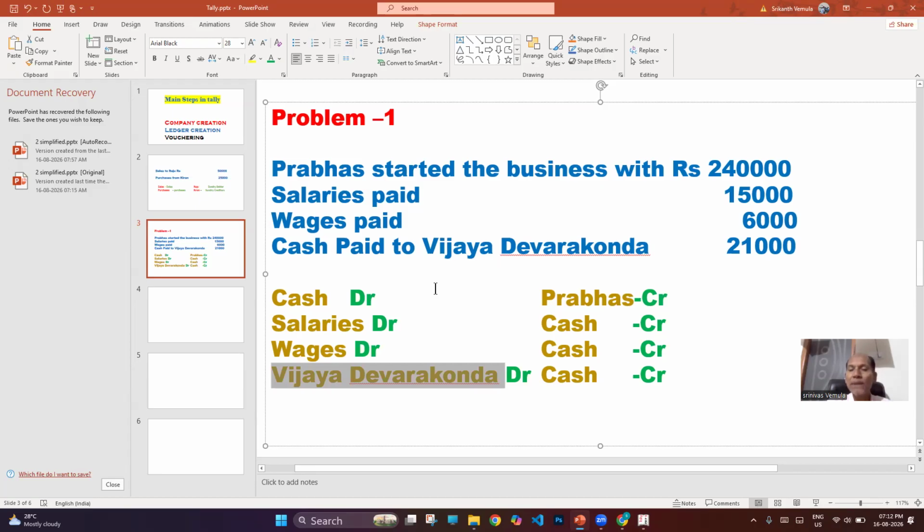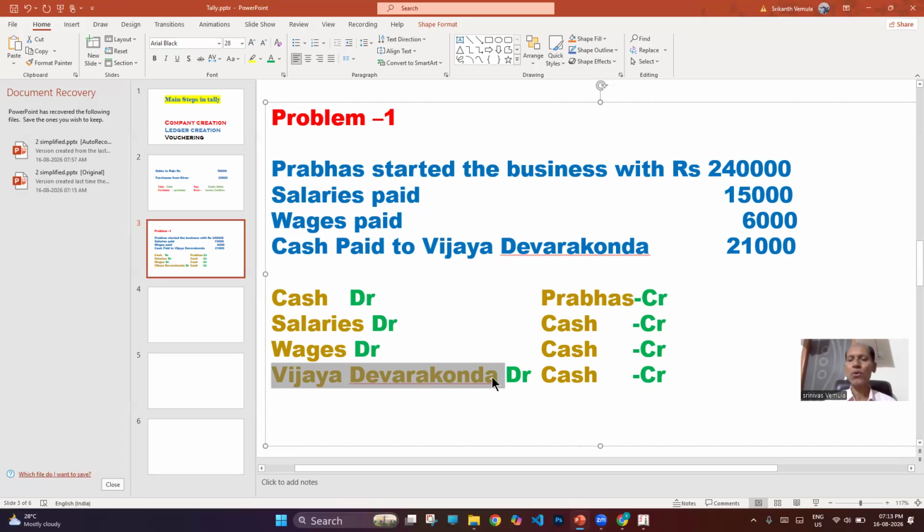So previously we have purchased something from Vijaya Devarakonda. So Vijaya Devarakonda is the sundry creditor to us. Now we are paying the amount to him. So in Tally, Vijaya Devarakonda should be saved under sundry creditor. Okay? Because of sundry creditor, we are paying the cash to him.